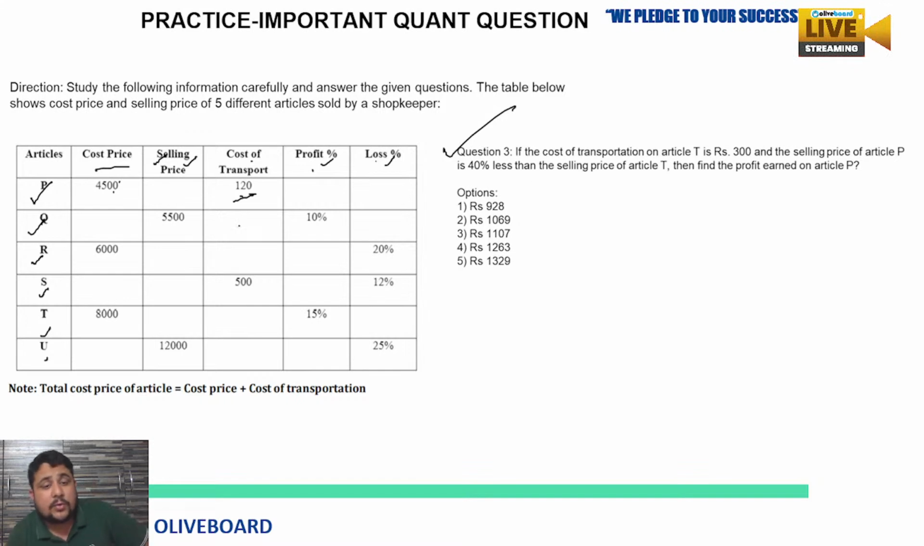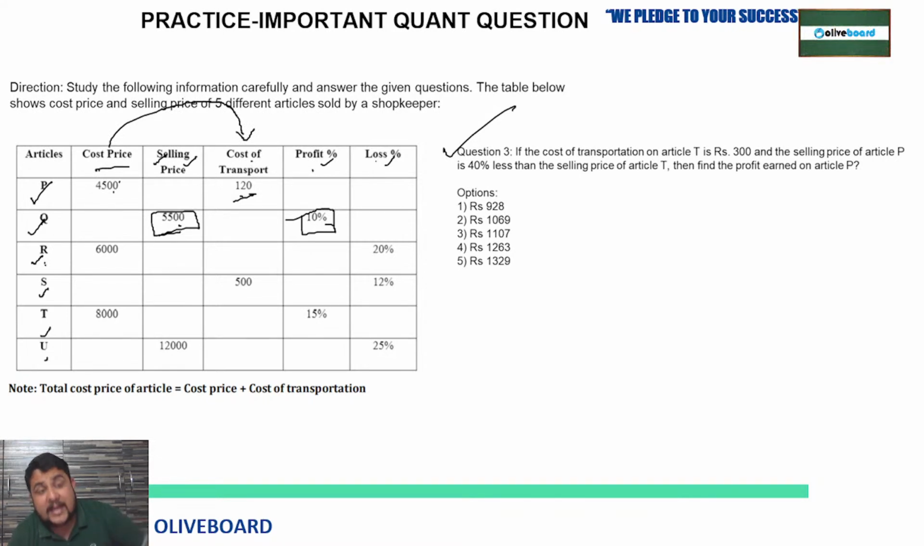Okay, so try to do it. For article Q, if you look, cost price is not given, cost of transport is not given, only selling price is given, and profit percent is also given. By this you can calculate the total cost price, which is equal to cost price plus cost of transport. But you can't decide the cost price and the cost of transport separately in this case.